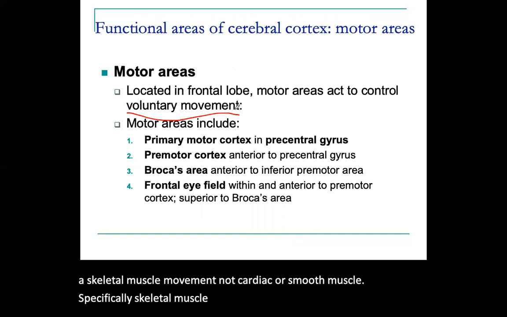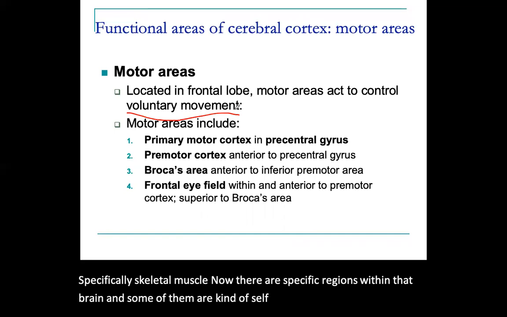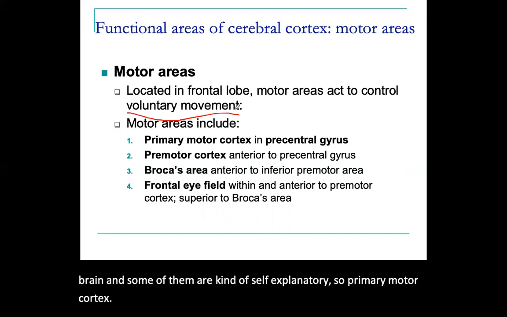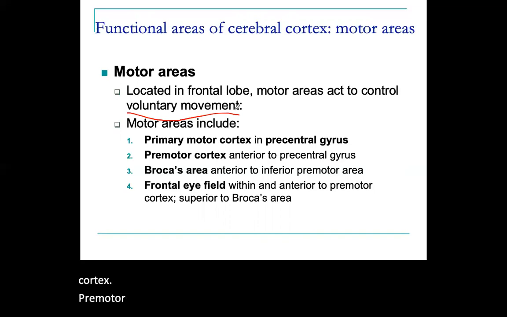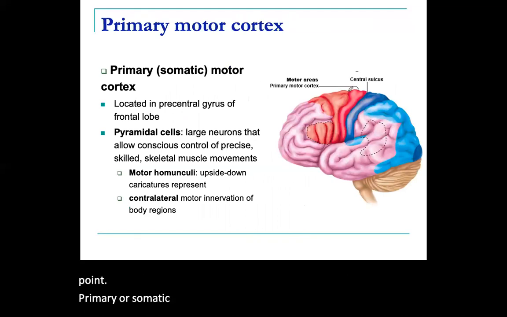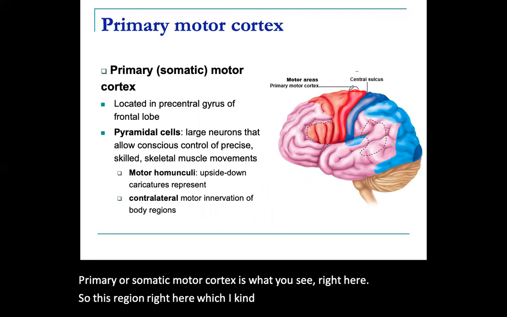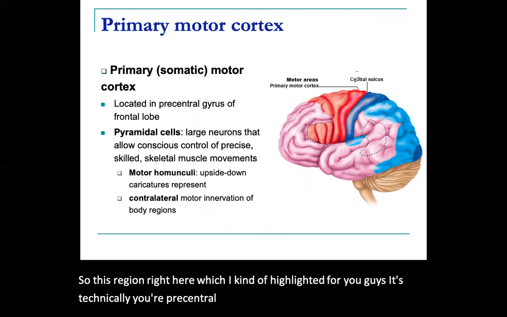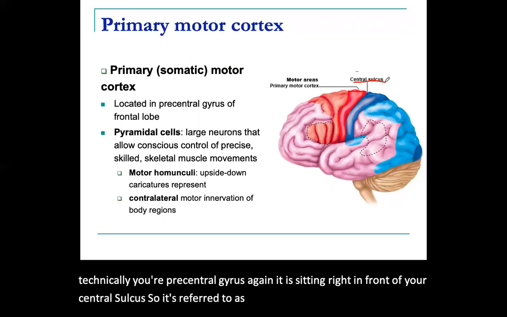Now, there are specific regions within that brain. Some of them are kind of self-explanatory: primary motor cortex, premotor cortex, Broca's area, and frontal eye field. So let's find these on a picture and then again associate a function to each one. Primary or somatic motor cortex is what you see right here. This region, which I highlighted for you guys, is technically your precentral gyrus. It is sitting right in front of your central sulcus, so it's referred to as the precentral gyrus.